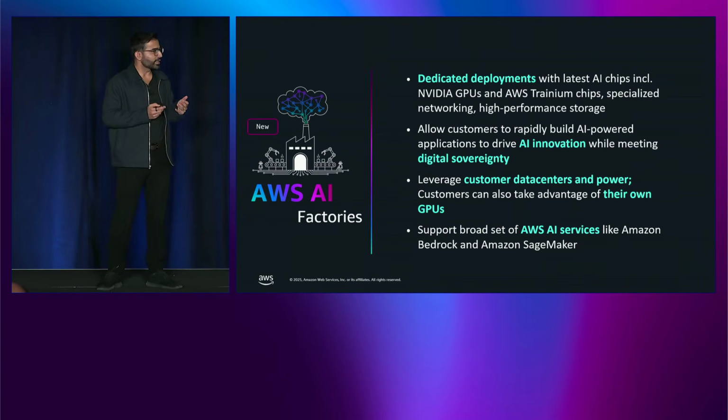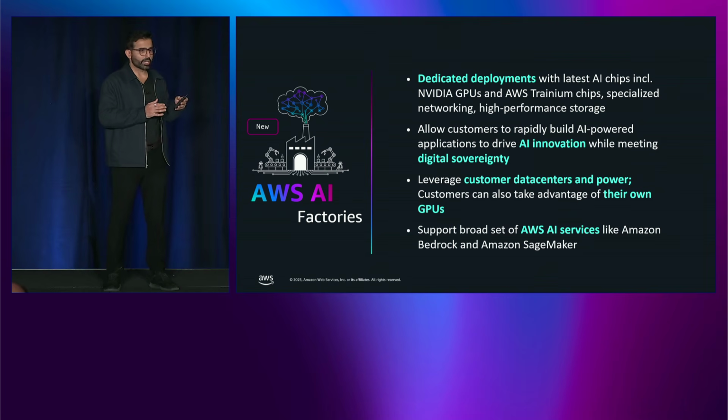So now that you've understood the AI continuum, let's quickly talk about what these AWS AI Factories are before we jump into the use cases and some of the business drivers. These AWS AI Factories are dedicated deployments that combine the latest AI chips alongside EC2 Ultra clusters, as well as high-performance storage like FSx and S3 Express One Zone. Overall, these AWS AI Factories allow customers to rapidly deploy their AI-powered applications while still meeting their digital sovereignty requirements.